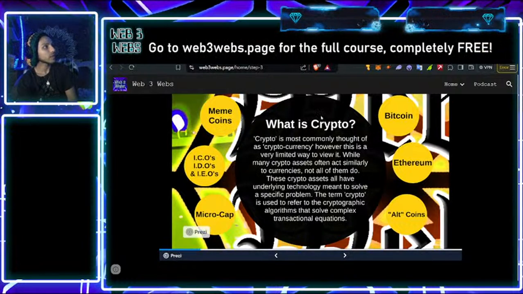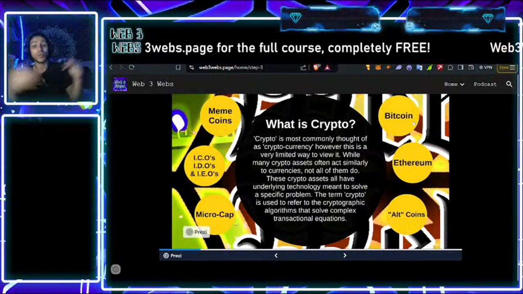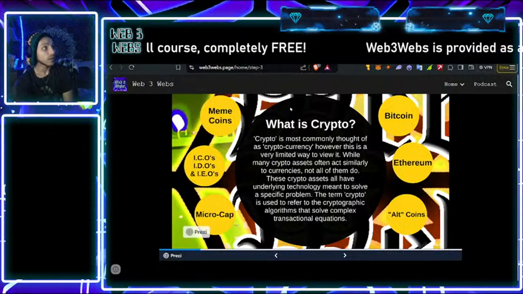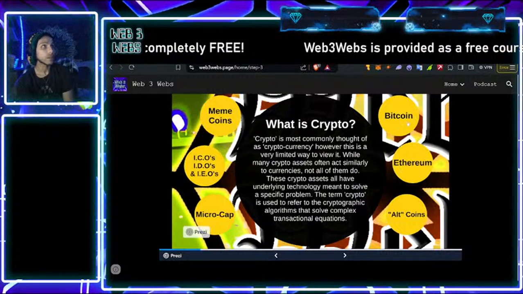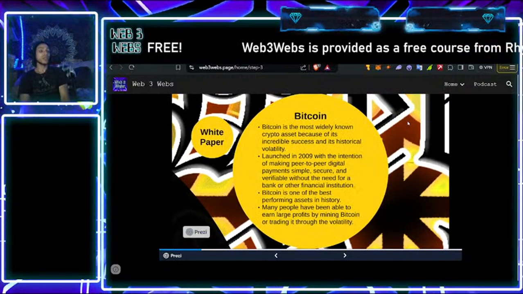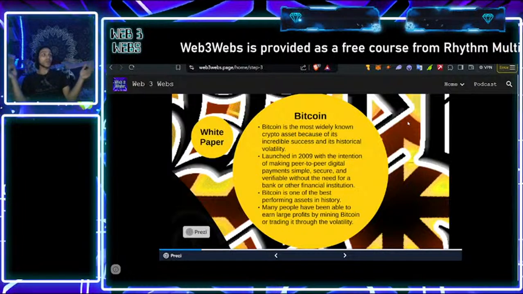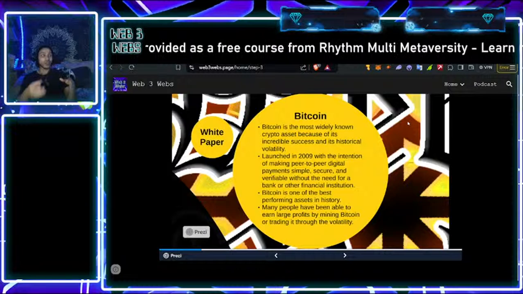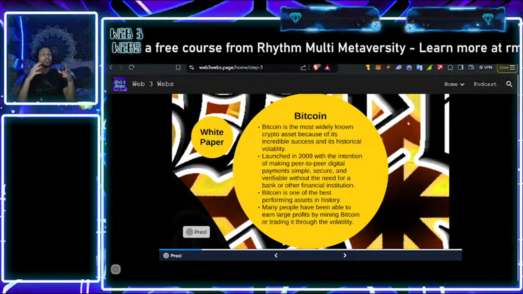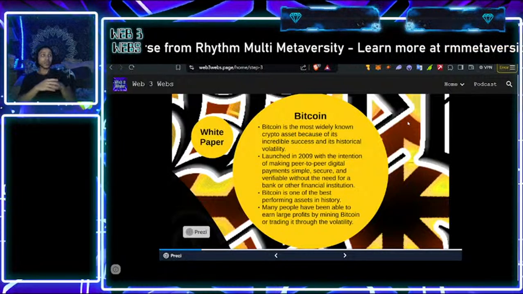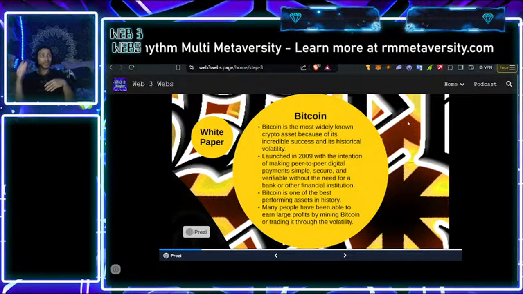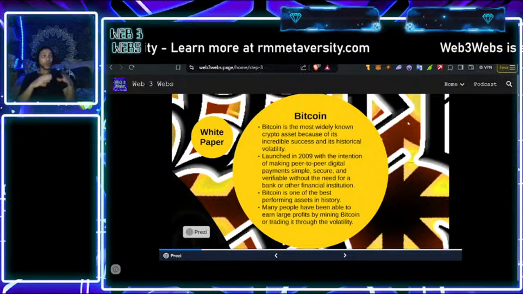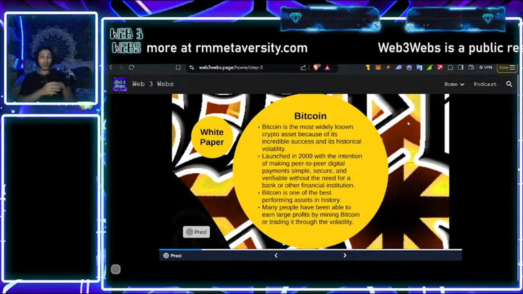So, what is crypto? We're going to start off with the most common, the big one, right? The king of all cryptos, all cryptocurrencies, at least Bitcoin. And Bitcoin is the most widely known crypto asset because of its incredible success and its historical volatility. It was launched in 2009 with the intention of making peer-to-peer digital payments simple, secure, and verifiable without the need for a bank or other financial institution.